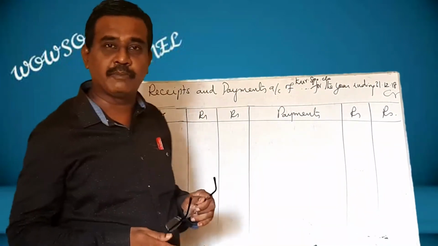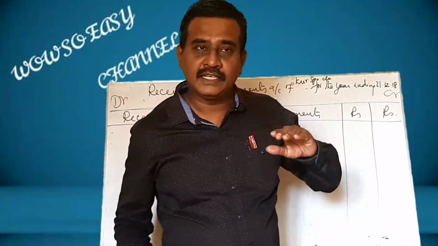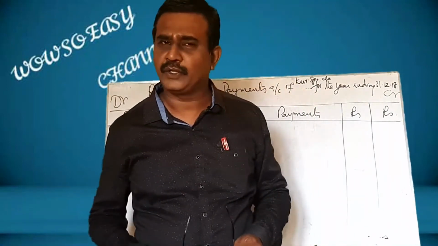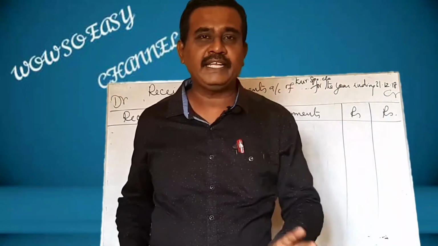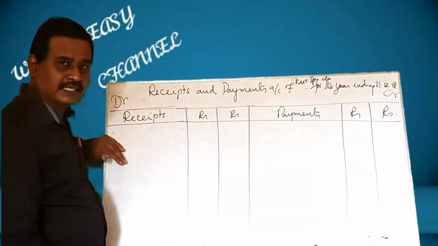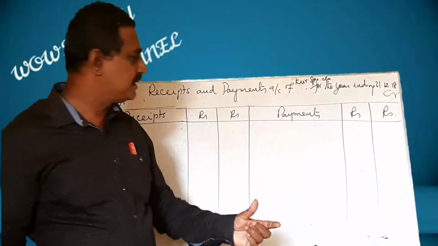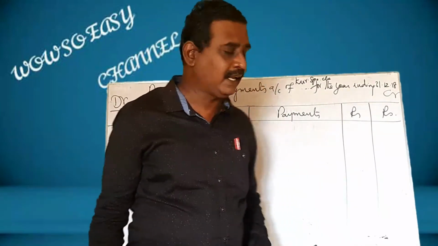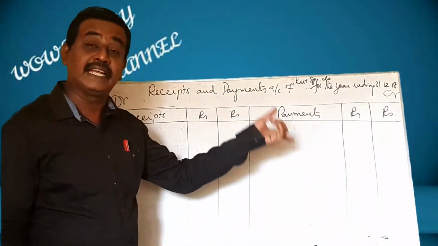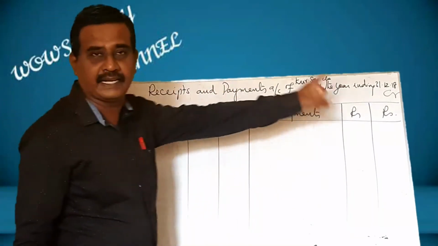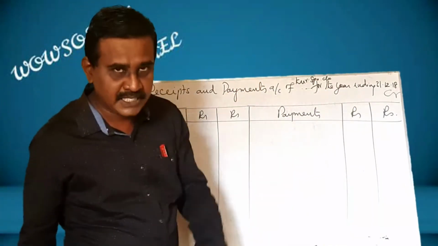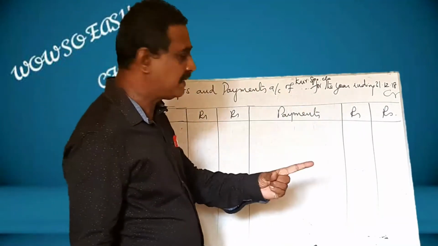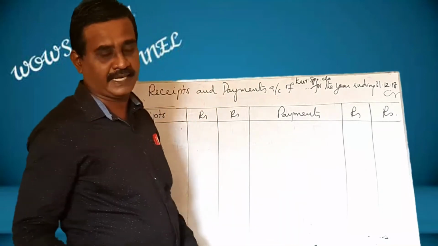You need not worry about the period, whether it is meant for the previous year, the current year or the subsequent year. If money enters into the business, take it to the receipts side. If money goes out of the business, take it to the payments side. It is better to say receipt side and payment side instead of debit side and credit side. Anyhow, if money comes in, it should be recorded in the receipts side. If money goes out of the business, it should be recorded in the payments side.